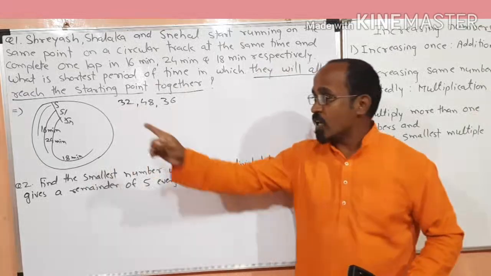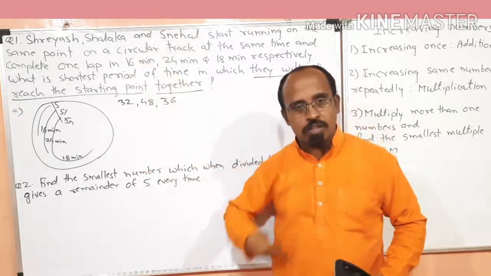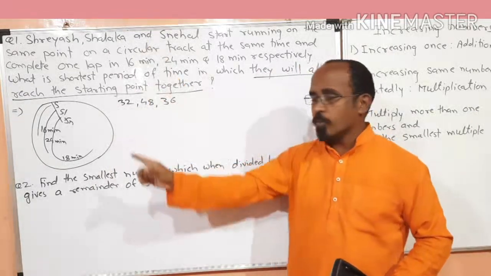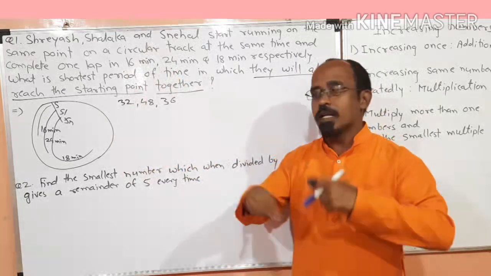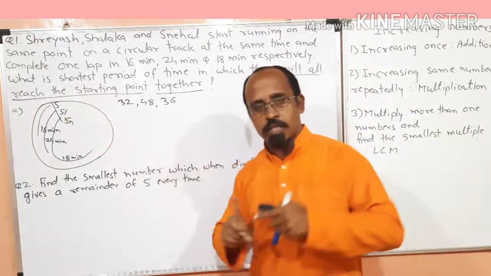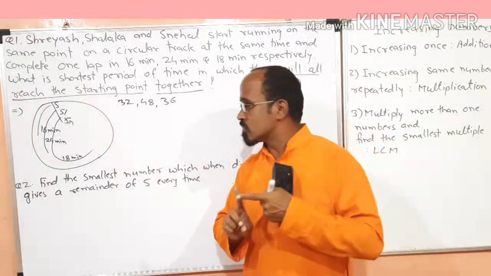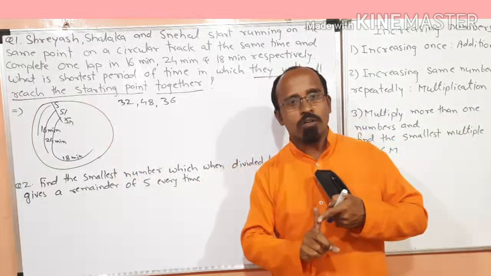Friends, here we are checking the first round, second round, third round. In all of the rounds, what is happening? Their numbers are increasing repeatedly. Shreyas, first he takes 16 minutes. For the second round, 16 minutes.